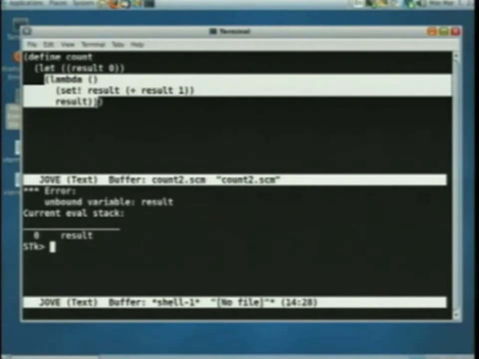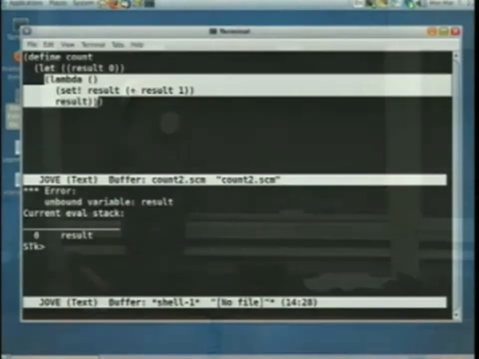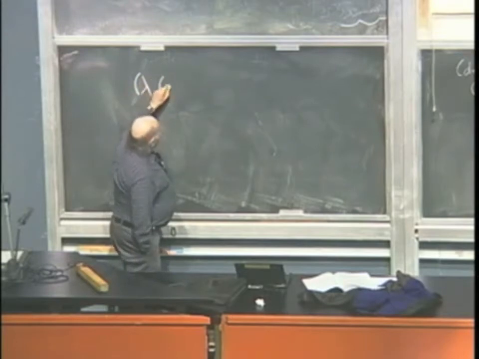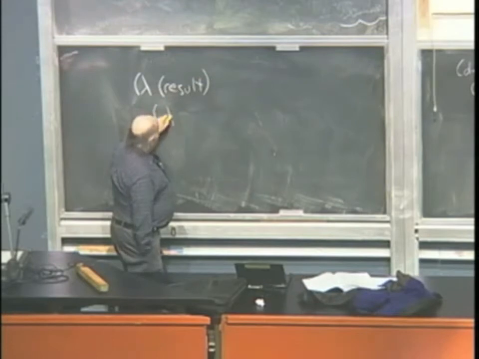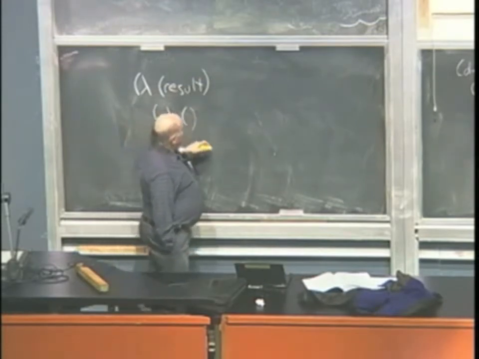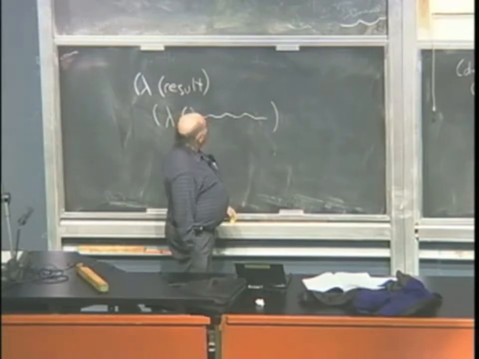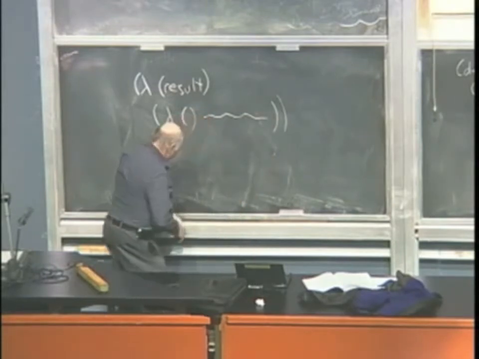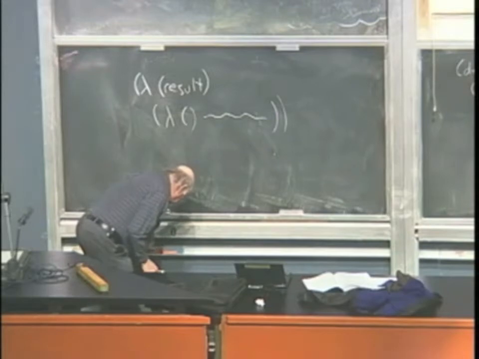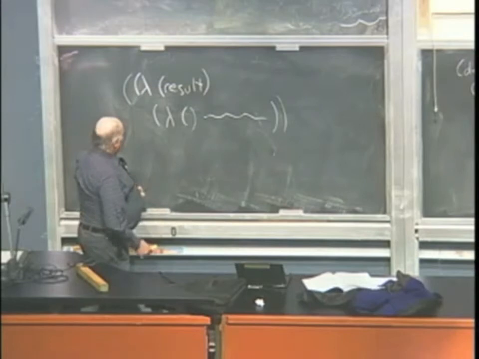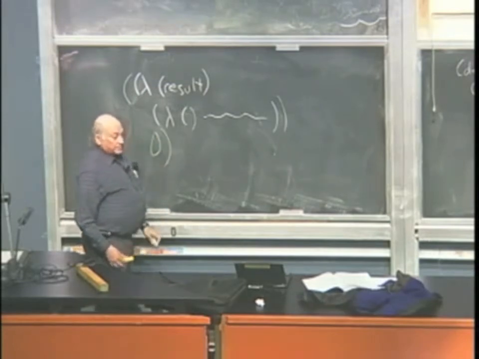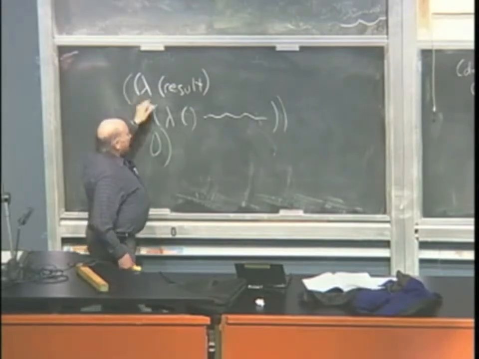So this thing that's up on the screen is equivalent to lambda of result, and then lambda of nothing, set bang, blah, blah, blah, and call that with a 0 as its argument. Right? So the let means this.